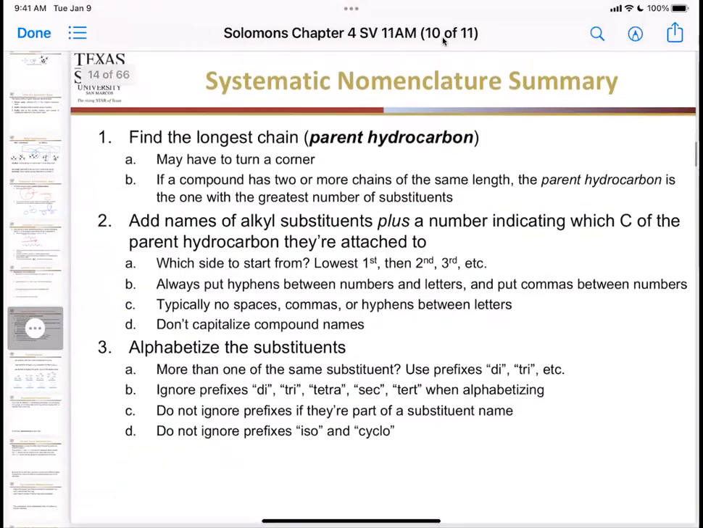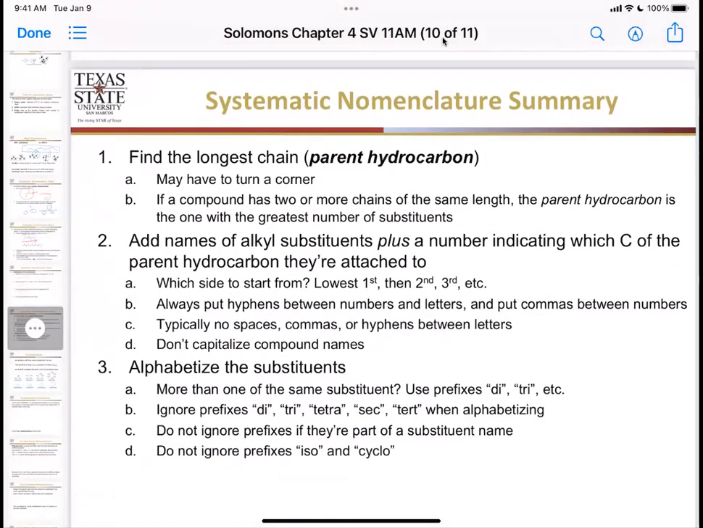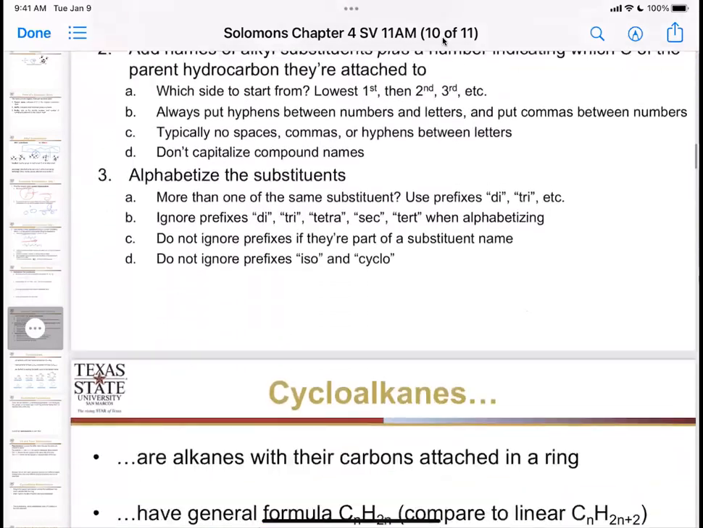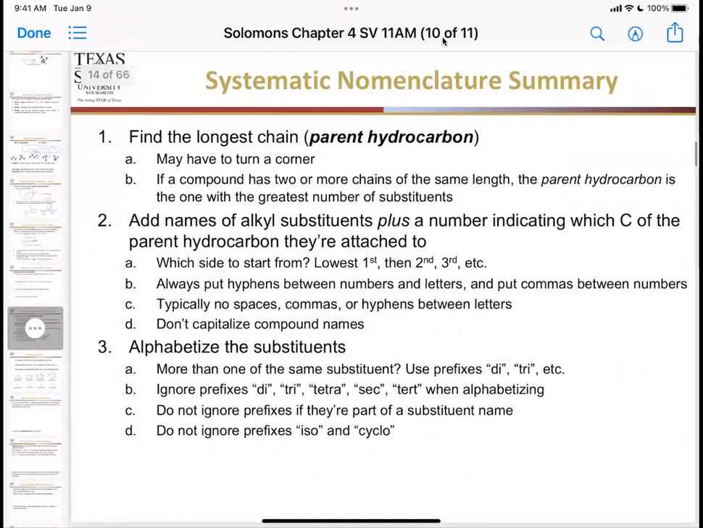Okay, so the summation of the nomenclature so far is find the longest chain, okay? And that's the longest chain of carbons. If it's other than a carbon, we don't care, okay? Then put our substituents on it, name our substituents with the lowest number possible, okay? All right. Questions on any of that? We're gonna do a couple more examples of these.